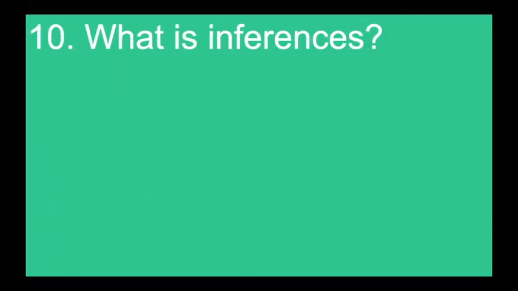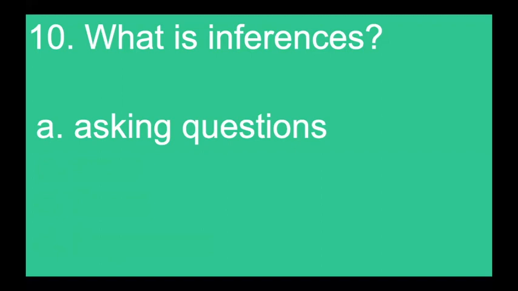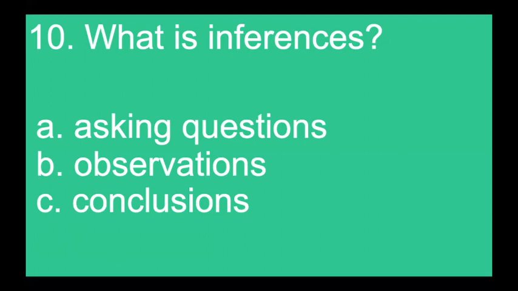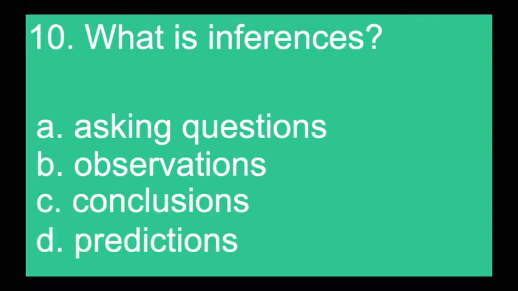Question number 10. What are inferences? Answers. A. Asking questions. B. Observations. C. Conclusions. D. Predictions. So what are inferences? Okay, write down number 10 and find the answer. A, B, C, or D, right? What are inferences? Asking questions, observations, conclusions, or predictions?